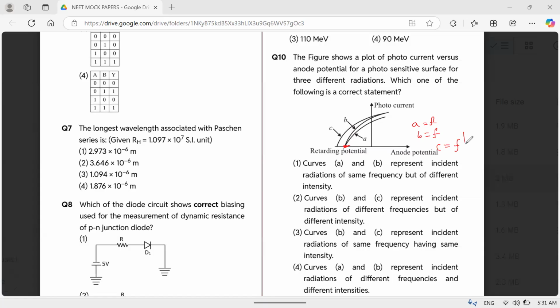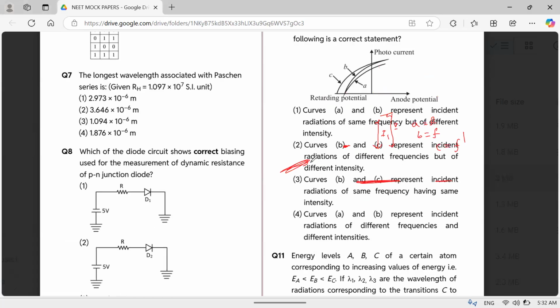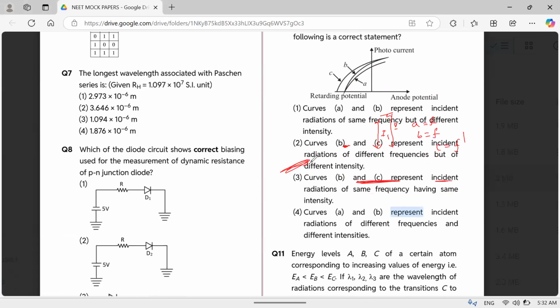So I can say that curves A and B represent incident radiation of the same frequency but of different intensities. It is having intensity I1 and it is having intensity I2. So the first option will be the answer. I need not see even the second one and third one. Is it multiple answering? No, directly you can write. Curves B and C represent incident radiation of different frequency. The moment you see the same stopping potential, beta, you should strike your mind that they will be having the same frequency. Will you remember that one? Okay. Same stopping potential means same frequency.